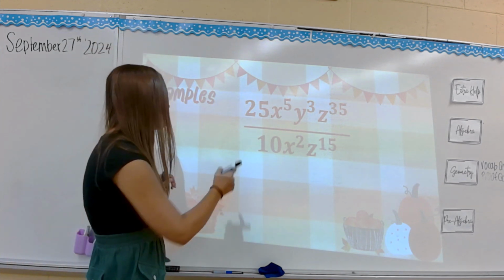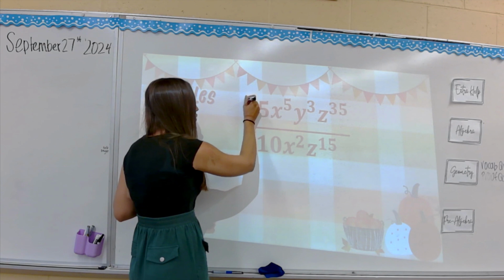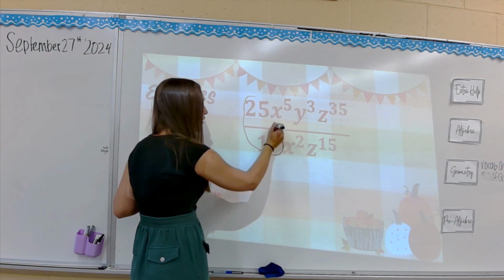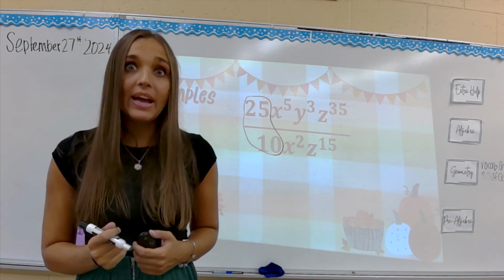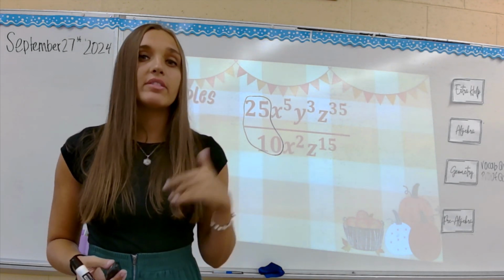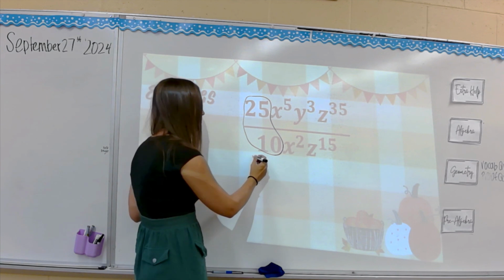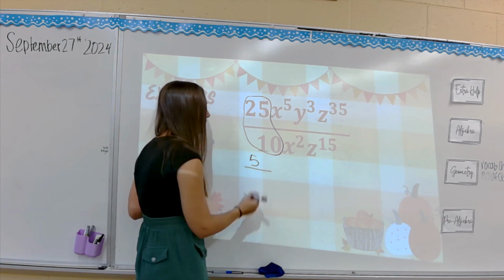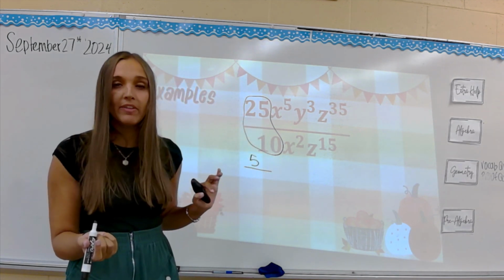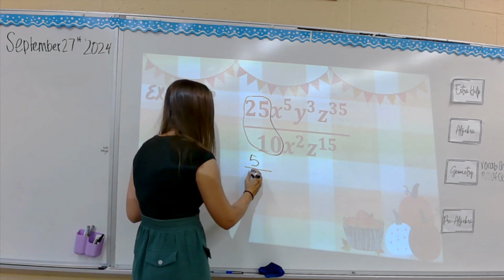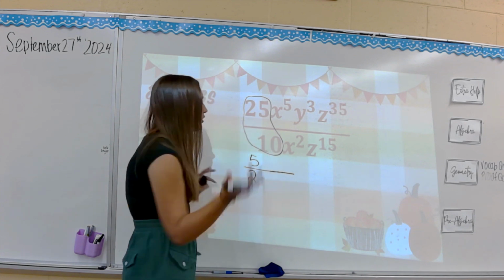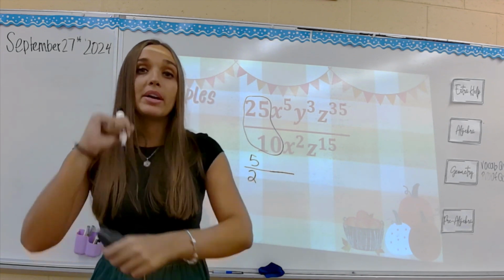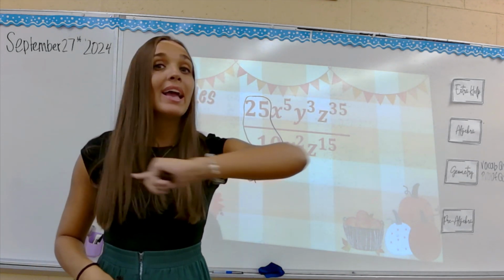So I have 25 divided by 10. What is their greatest common factor? Their greatest common factor is 5, so I'm going to divide a 5 out of both of them. So 25 divided by 5 gives me 5 in the numerator. 10 divided by 5 gives me 2 in the denominator. So I'm just simplifying my fractions like you would have seen in prior years. So I divide or simplify and subtract.